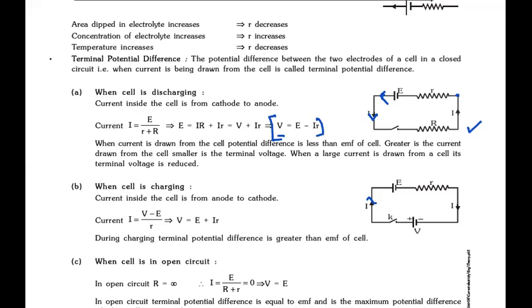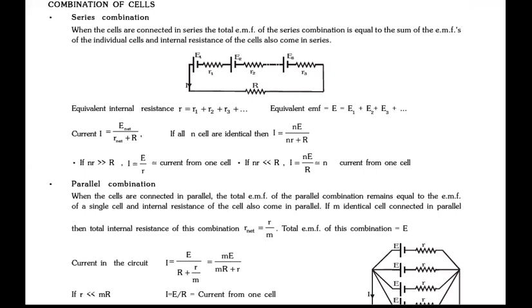Now, after that we studied the combination of cells. I hope all of you remember. So this is your series combination. When you talk about series combination, net EMF is the addition of all these EMFs. Net or equivalent EMF is E1 plus E2 plus E3 and so on up to EN. We have already discussed this last class, that's why I'm not writing it. I'm just showing you.